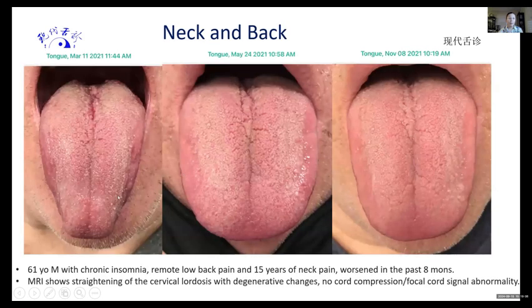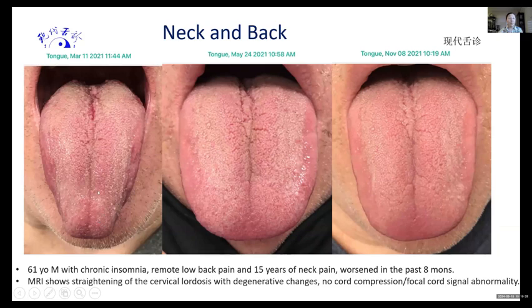This is a 61-year-old patient with chronic insomnia and severe neck pain for 15 years. He feels a lot of brain fog with the neck pain, and in the past 8 months it really affected his sleep.